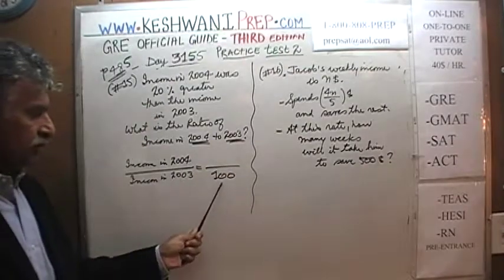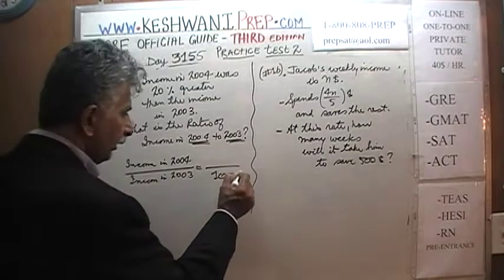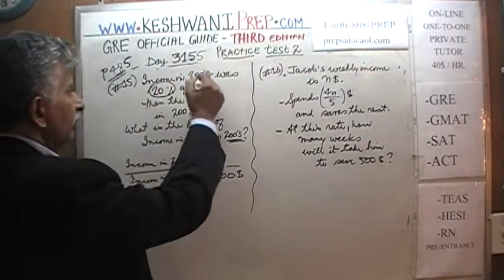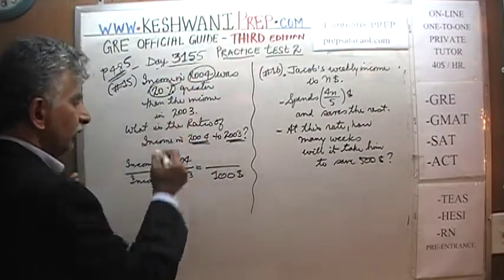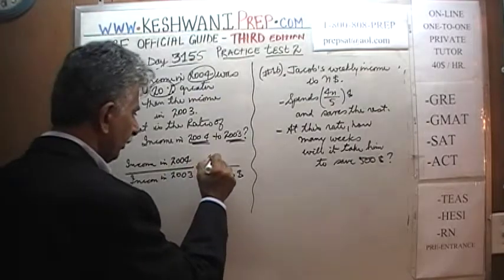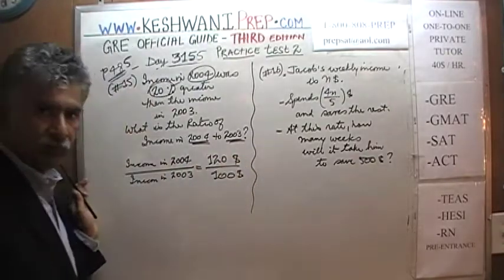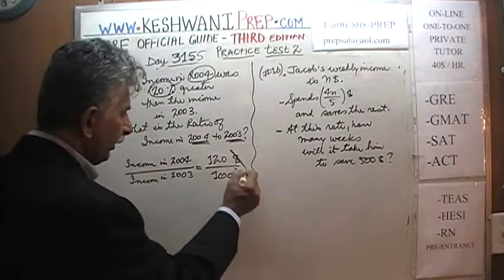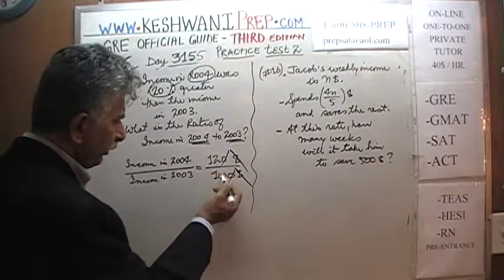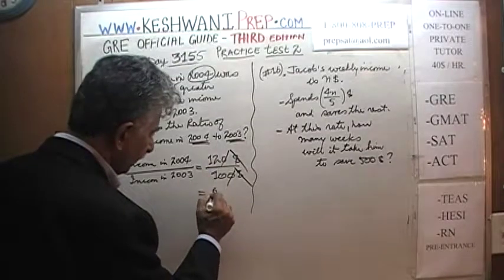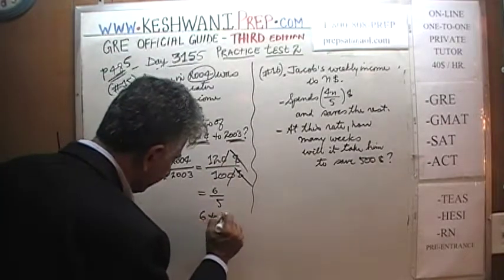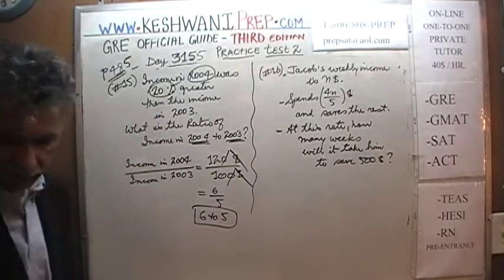If the income in 2003 was $100, it went up by 20% in 2004. Income in 2004 was 20% greater. So if it's $100 in 2003, in 2004 it must have been $120. The units are going to go away. Divide top and bottom by 10, and you're going to have 12 over 10, which is the same as 6 over 5. The answer is 6 to 5.